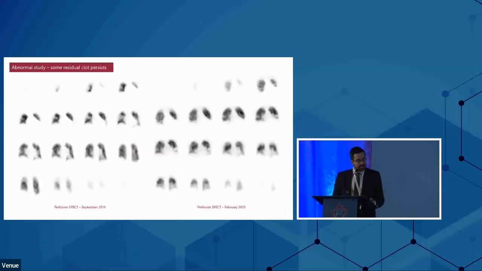Now, in this example, there was PE on the initial study in September 2019, and on the follow-up study, there is improvement, but there are still some residual diseases that persist, and therefore there's some chronic PE. And it's important to establish this baseline because on any follow-up, if you see the same defect, then it's not going to be a new PE, it's just going to be chronic PE, and the treatment will probably be different.